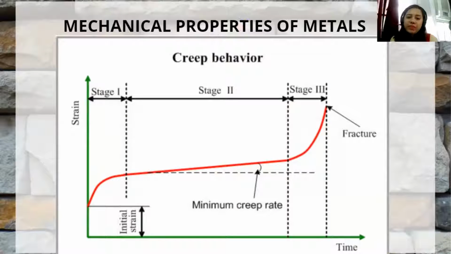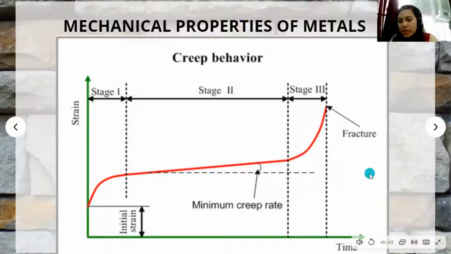So, this is the creep behavior, strain versus time. At stage 1, there is an initial strain, so the curve starts higher up, not at 0. Here is stage 1, then stage 2, then stage 3. At stage 3, as you can see in the figure, it reaches fracture. That's a typical figure for creep behavior.